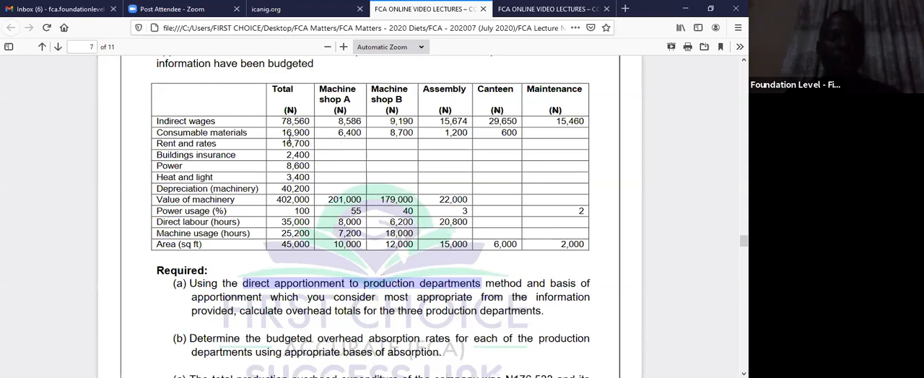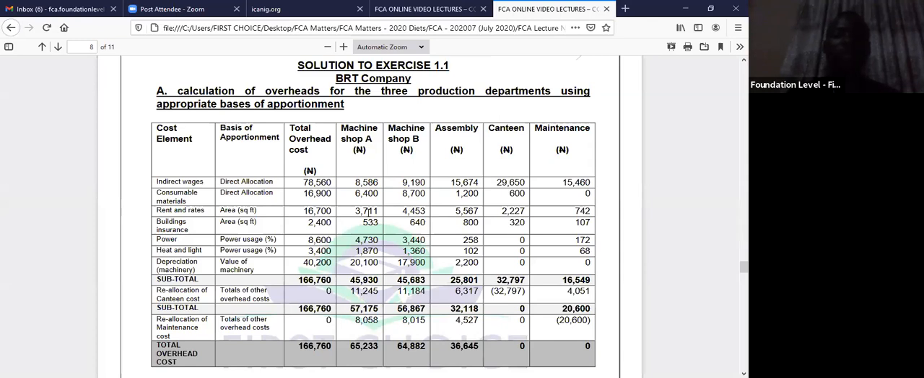How many of this rent and rates should we allocate or apportion to machine A using the area floor space? The logic is this. If machine A occupies 10,000 square meter out of the total of 45,000, so you say 10,000 divided by 45,000 multiplied by this 16,700 that they want to share. That will give you 3,711. And that is how we got our 3,711 here.